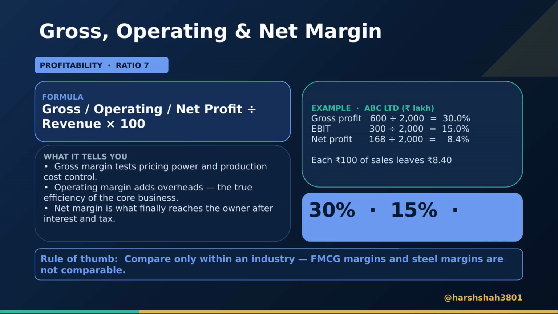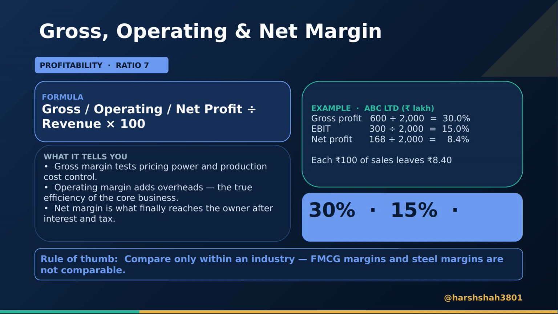For ABC Limited, gross margin is 600 over 2,000, which is 30%. Operating margin, using EBIT, is 300 over 2,000, or 15%. And net margin is 168 over 2,000, or 8.4%. Now, what does that actually mean in plain terms? For every 100 rupees of sales, only 8 rupees 40 paisa is left over as final profit.